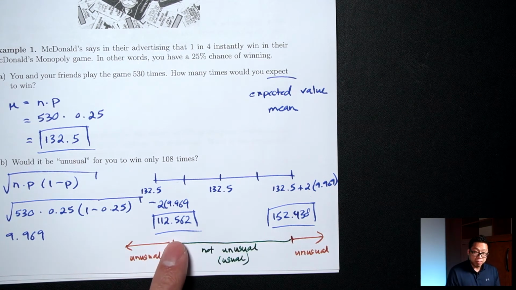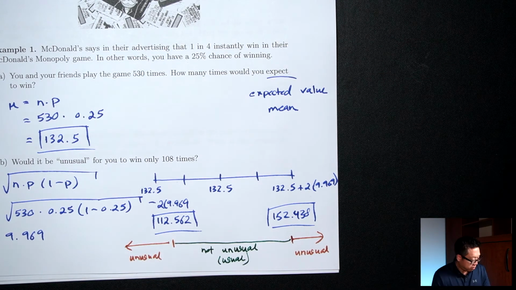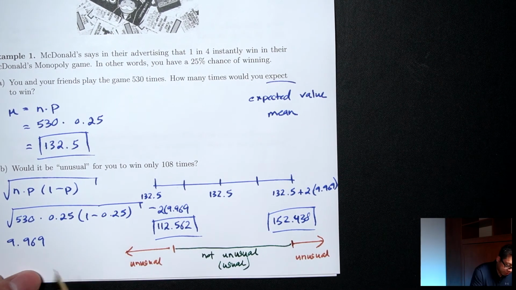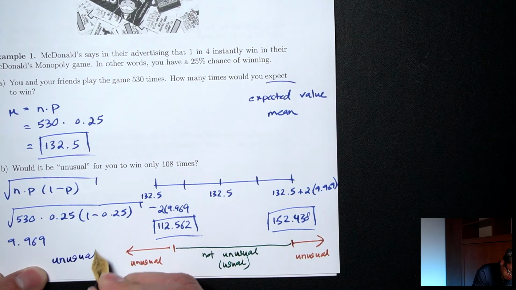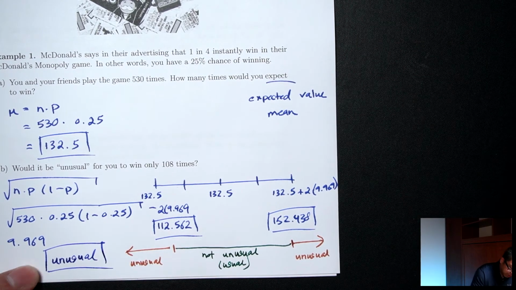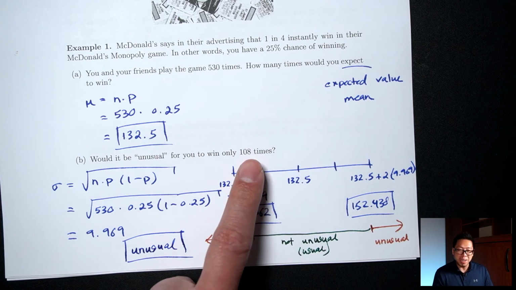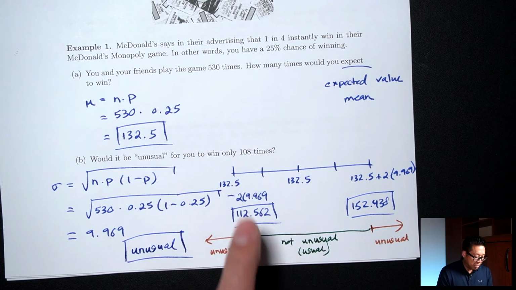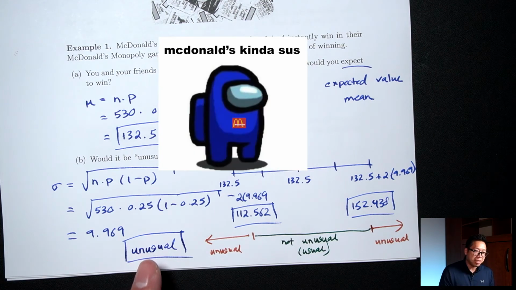Here's 112. 108 would be to the left of that, which would put it in the unusual zone. So, no, McDonald's winning only 108 times is not normal. Winning 108 times is unusual. So something shady is going on here.